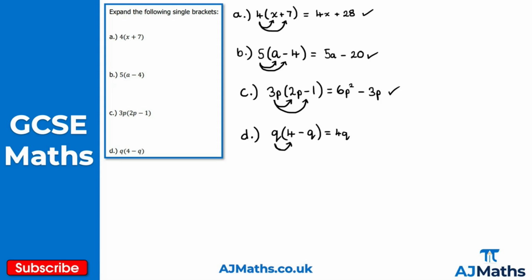And then we've got Q here times minus Q. So again, just be careful with the minus here. This would give us minus Q squared. So again, just using the rules of indices here. Okay, so that's the solution to D, and that gives us a solution to question 1.